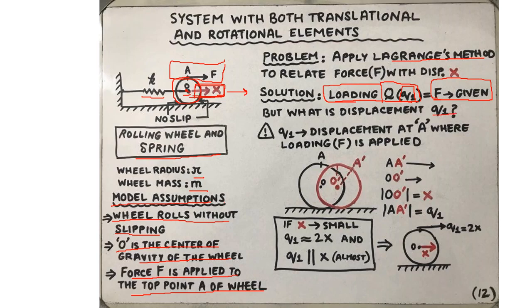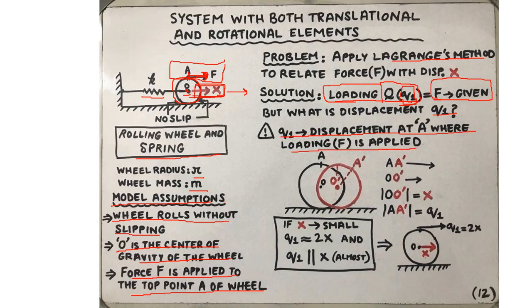One of the important things to note and to learn from this example is that the loading function is taken at a point where the displacement variable is small q1. So in order to define what exactly is q1, we have to look at the type of displacement at point A. So this loading Q, that is the force, is applied to point A of the wheel. So q1 must be some linear displacement, because the corresponding loading is force, a linear displacement at A where loading F is applied.